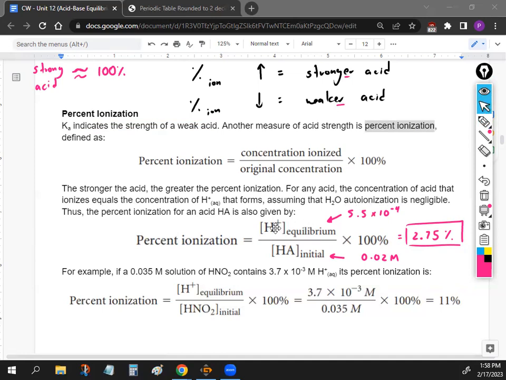So what this is telling us is that in niacin's case, only 2.75% of the acid molecules break up into H plus, and yeah, it is very low. Weak acids don't ionize a lot, which gives you a frame of reference for how much strong acids dissociate, right? It's about 50 times more. So just keep that in mind. All right.